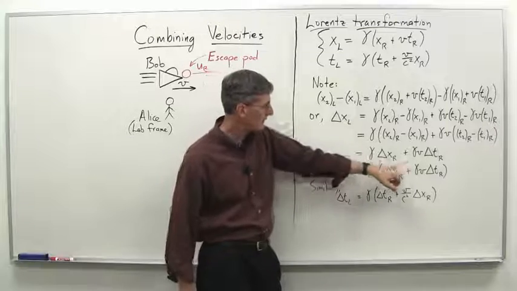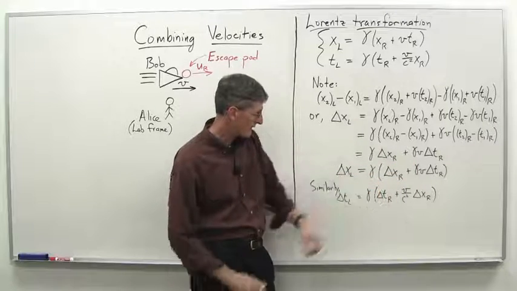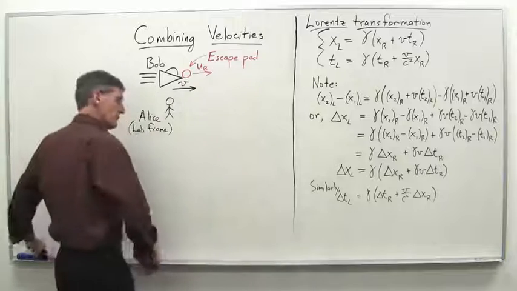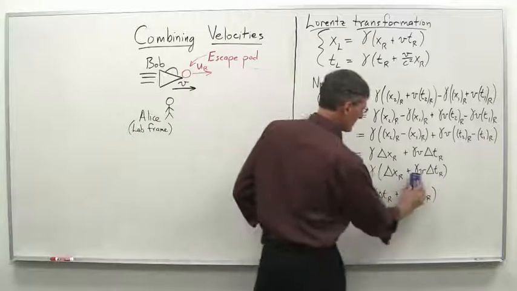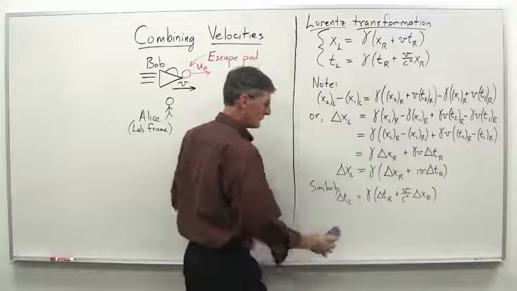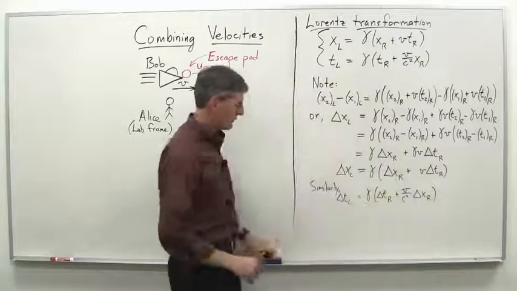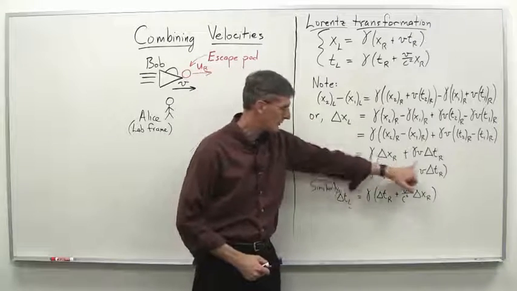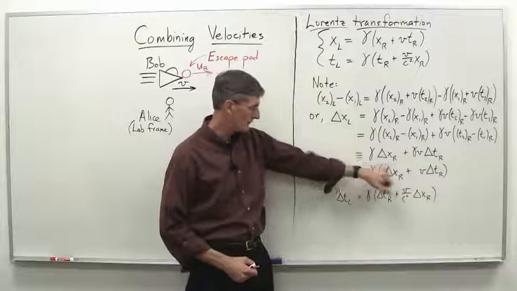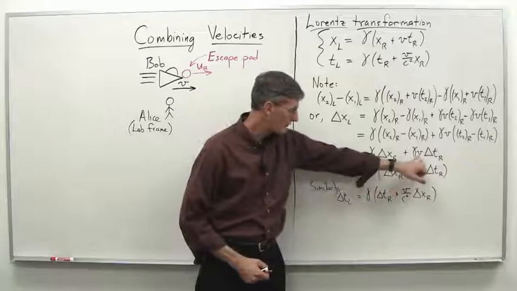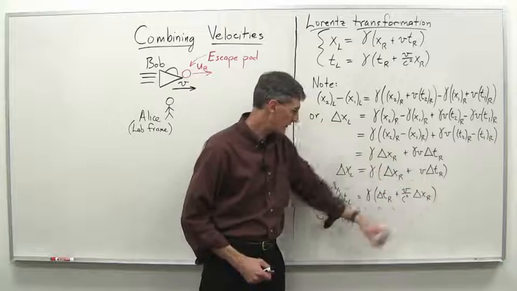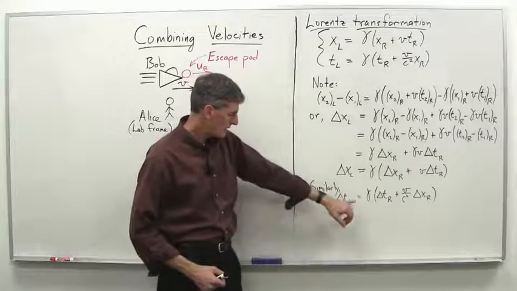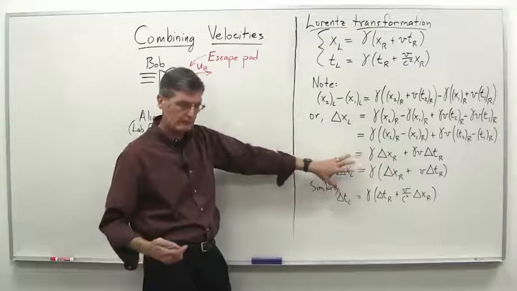We've got a gamma here and a gamma here, so we'll bring that gamma out. I hope you caught a slight mistake here. We don't want a gamma in here. We've got too many gammas in there. So in other words, we pulled this gamma out and this gamma out to put it in front. That leaves delta x sub r plus v times delta t sub r. And then, actually, that's the final equation we want.